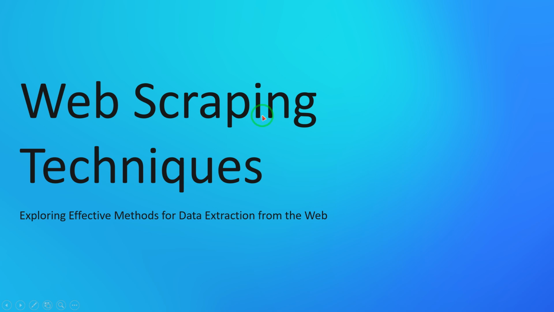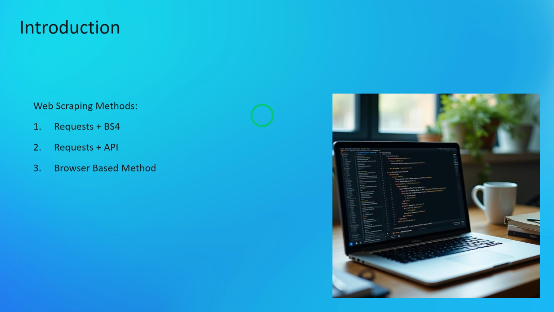Hey there everyone. So in this video I'm going to discuss different web scraping techniques and how you should be approaching a project using three different types of web scraping methods, such as requests plus BS4, that is Beautiful Soup 4. Then we have requests plus API based process, and then we have the browser based method.